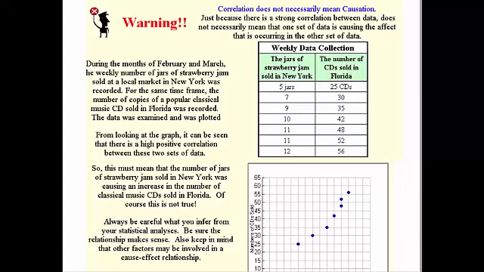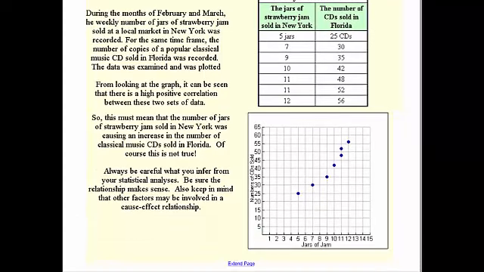If we plot those two sets of data, we see a strong positive linear correlation. So does that mean the number of jars of strawberry jam sold in New York causes an increase in the number of classical CDs sold in Florida? I think not. Be careful when you infer from statistical analyses. Be sure the relationship makes sense. Also keep in mind there could be other factors that are affecting this relationship.